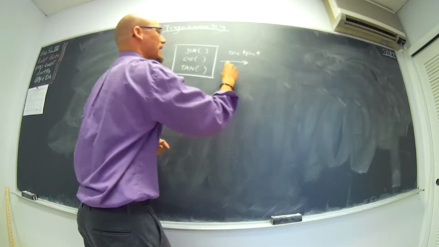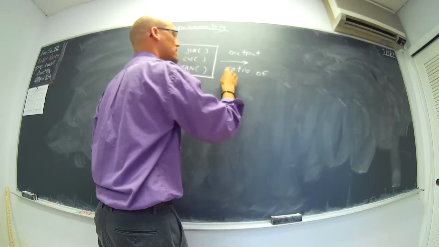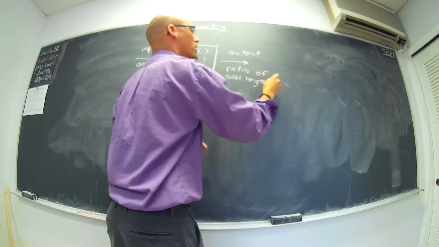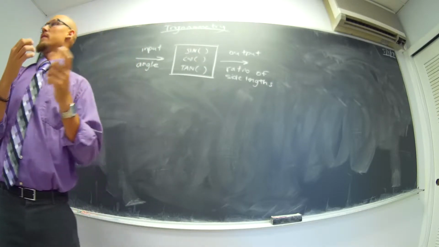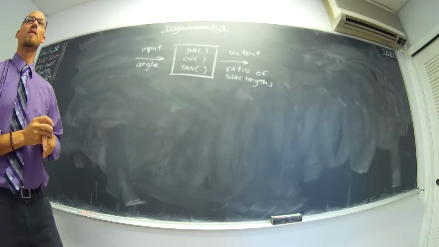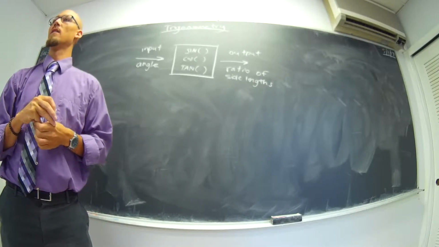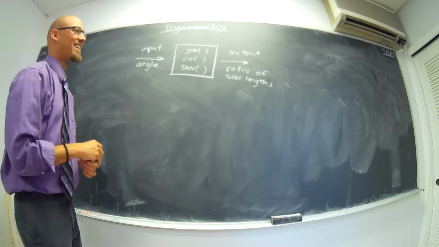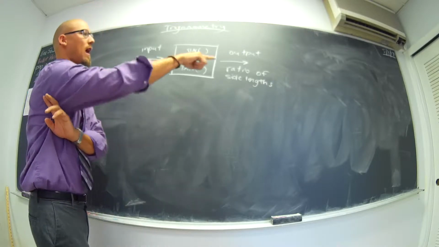Output will be a ratio of side lengths on a right triangle. So you have a right triangle and there's three different side lengths. And a ratio just means what? Fraction. Yeah, ratio is just a fraction. So we're going to input an angle, output a fraction.